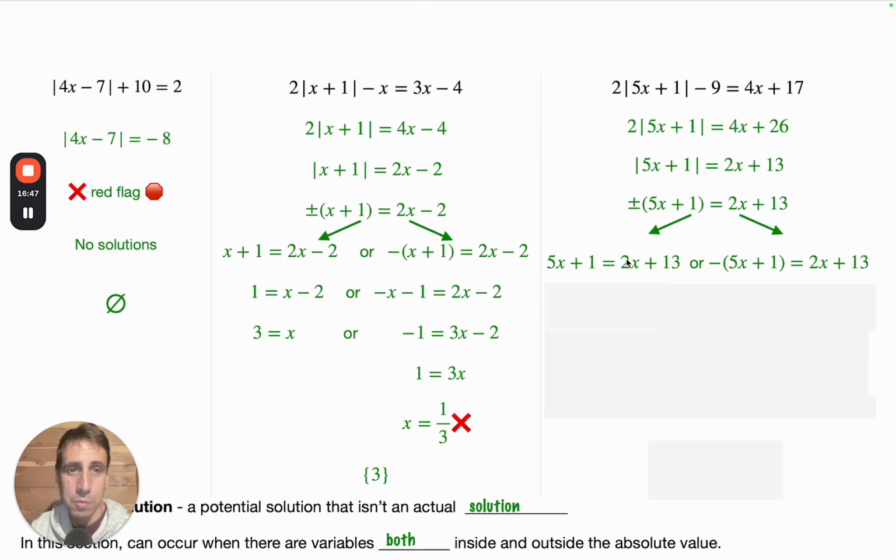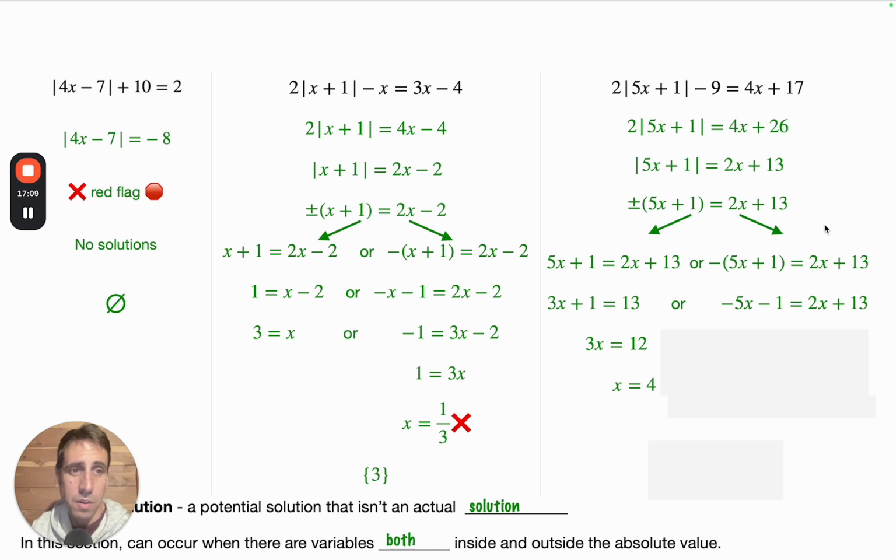I see variables on both sides, so I'm going to subtract 2x from both sides. And then I'm going to subtract 1 from both sides. And I'm going to divide both sides by 3. And I get x equals 4. Here, I think the first thing to do is going to be to distribute the negative. So you get negative 5x minus 1, and then 2x plus 13.